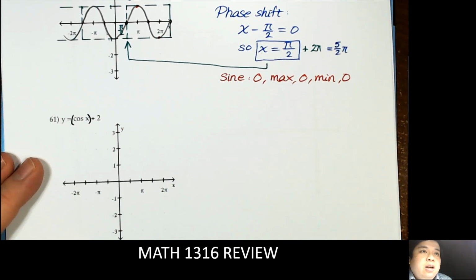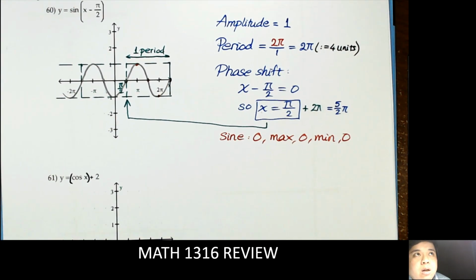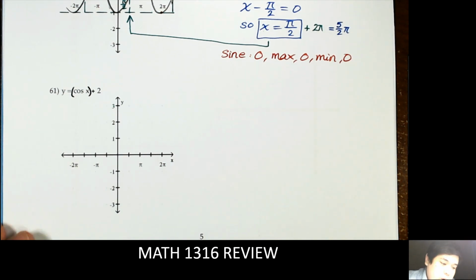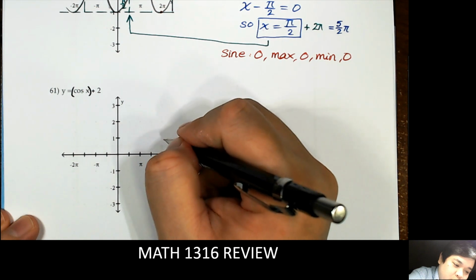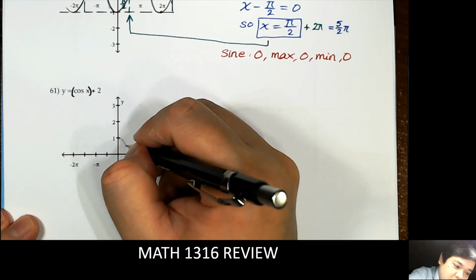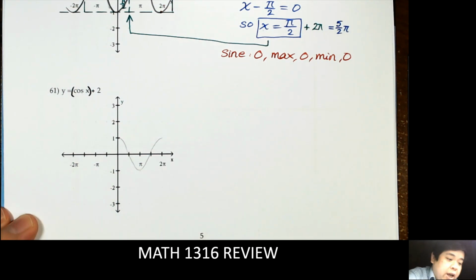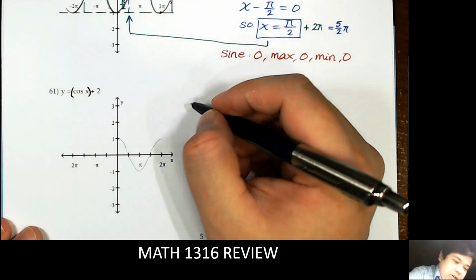Next, cosine of x plus 2. So if we want cosine in general, it's going to be this. I'm going to draw very light here. And this is plus 2, so I just have that 2 units up. But let's just write all the details here.